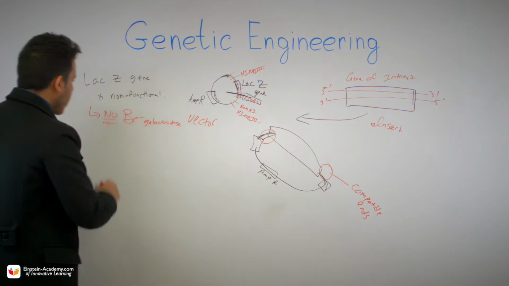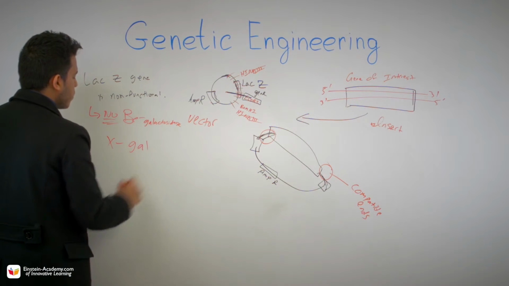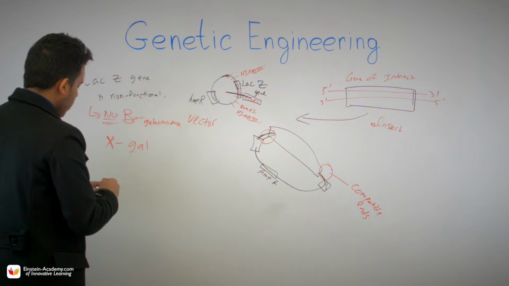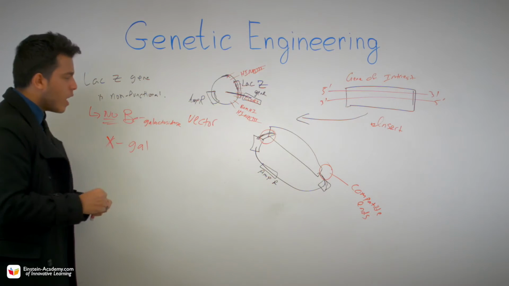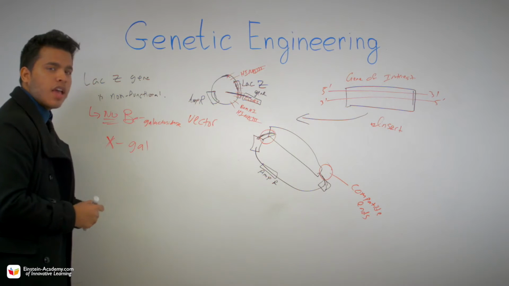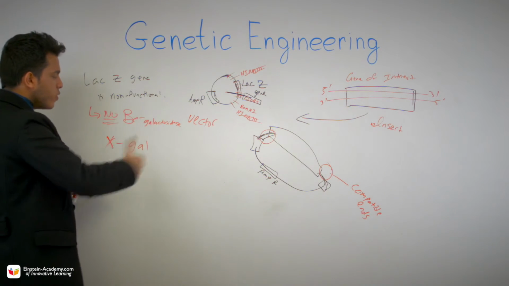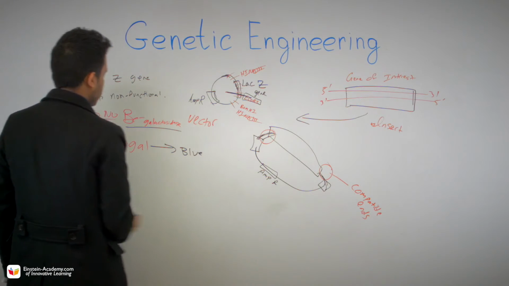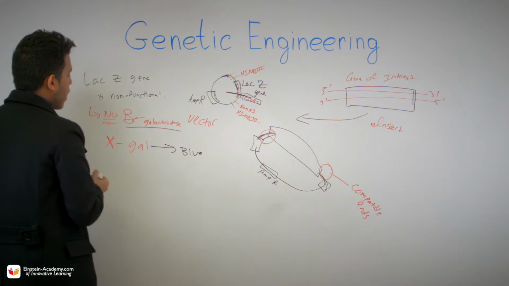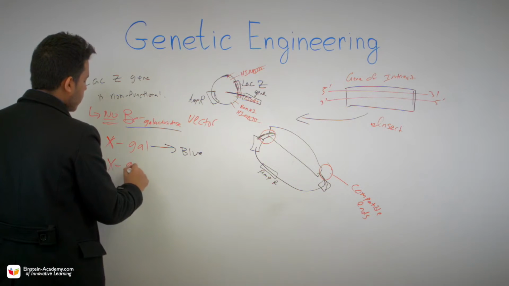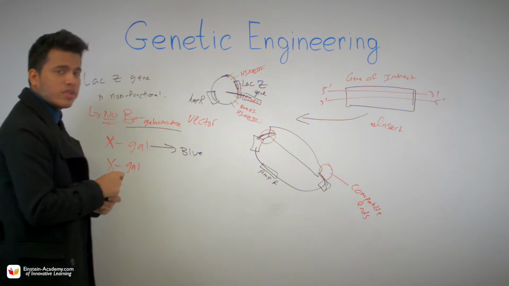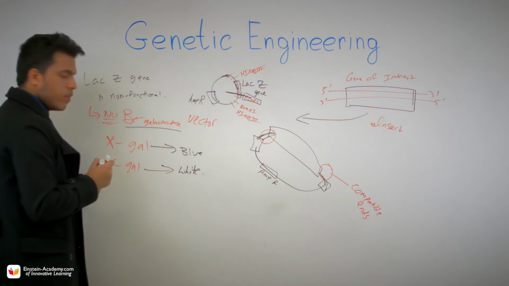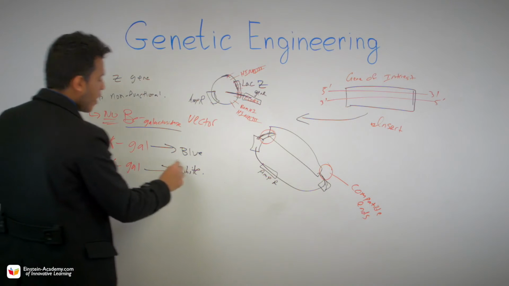There's a test done by introducing a molecule called XGAL. If XGAL, when it's introduced, is hydrolyzed by beta-galactosidase, the colonies turn blue. However, if the XGAL does not encounter beta-galactosidase, the colonies are white. What do you think you want? You want the white colonies.